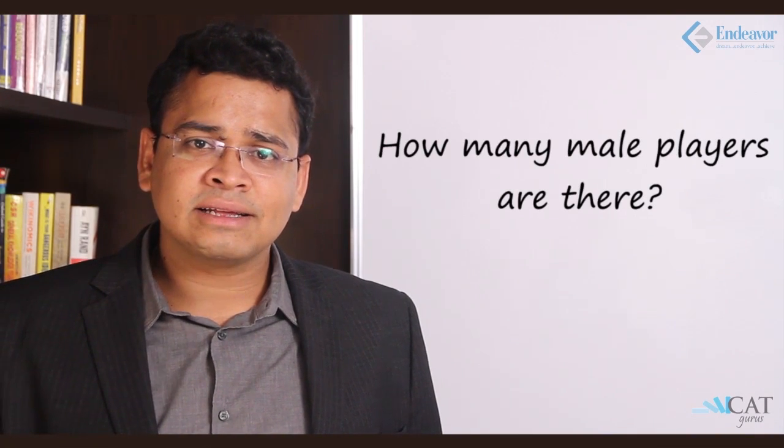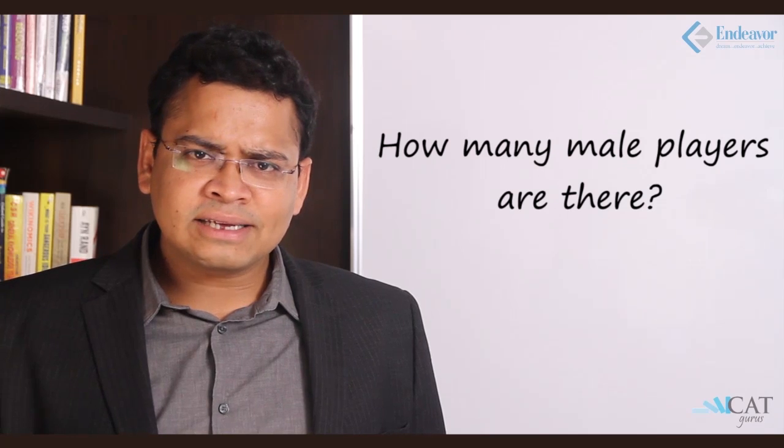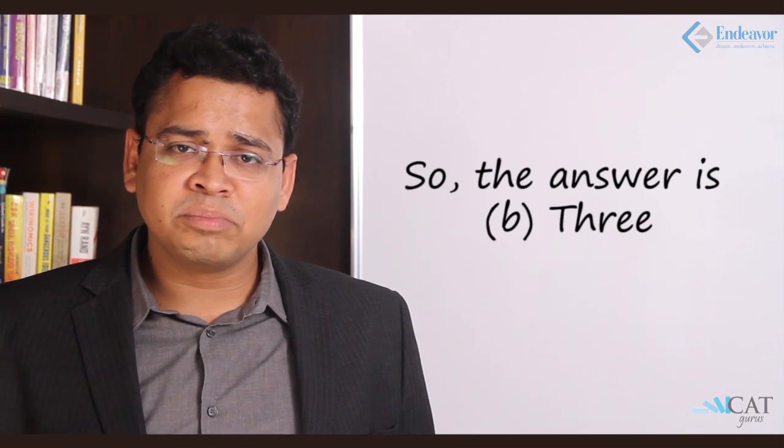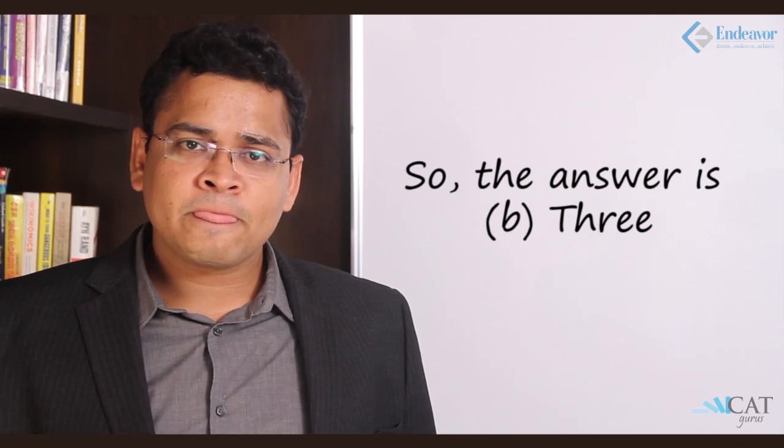Another question: how many male players are there? Good, all we need to track is just the gender. As given, A and E are brothers, hence both are males. F is the sister of E and hence female. C is the son, hence one more male. B and D are daughters, hence female. So we are sorted. There are 3 males, 3 females. So the correct answer is option B, which is 3.